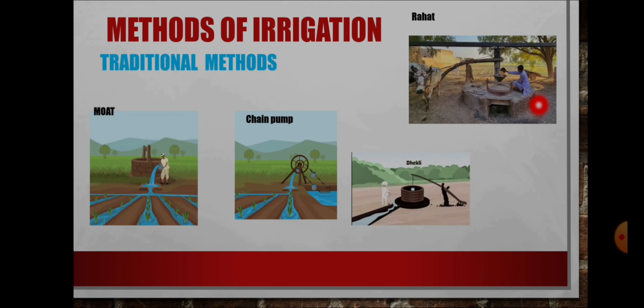Methods of irrigation. Moat, chain pump, dekli, rahat. These are the traditional methods. Physical labor is important here. In this method, it is done manually or animals are used. It consumes a lot of time. Mostly water from dug wells and ponds is used to irrigate the field by this method.